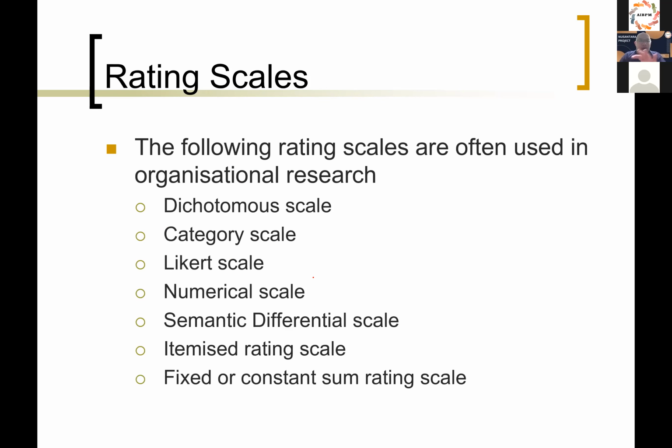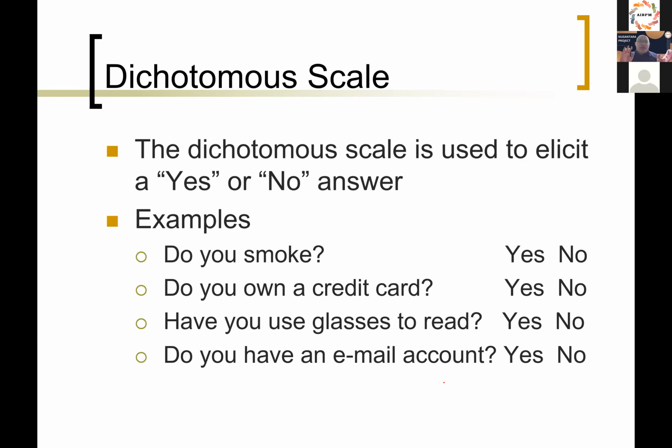Rating scales, we have a lot. I will cover them one by one. What is dichotomous? Dichotomous means you have only two options, let's say yes or no. Usually this type of result, later on you will use in a graph, usually a bar chart, so that you can see whether more people smoke or don't smoke, or more people own a credit card or don't. You have only two options to choose. You don't compare, you just choose what is good for you.